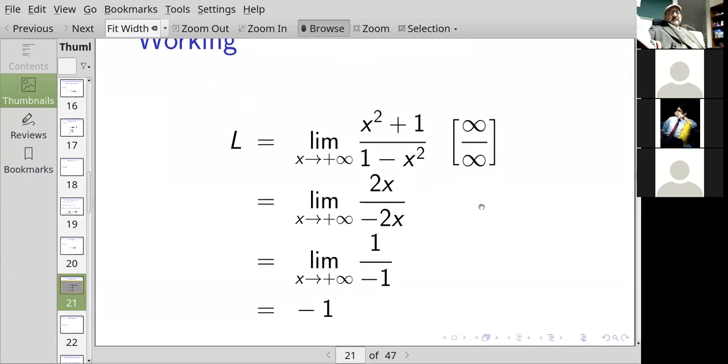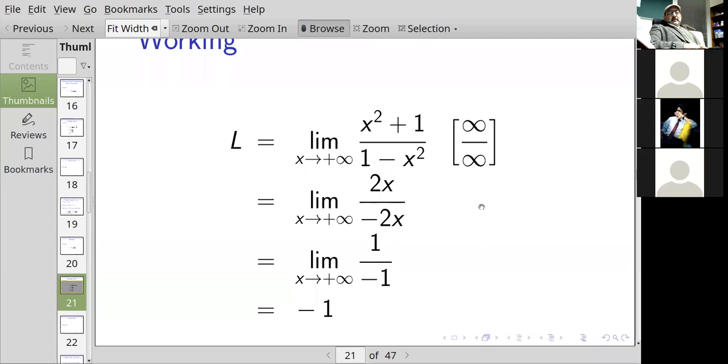So the limit as x goes to positive infinity of x squared plus 1 divided by 1 minus x squared. The top, as x is going to infinity, x squared plus 1 is going to infinity. And as x goes to infinity, 1 minus x squared is going to minus infinity. So this has the form infinity over infinity. You write infinity over infinity in square brackets next to the limit to show that you found this form that L'Hopital's can help you with, and now you intend to use L'Hopital's rule to do the problem.